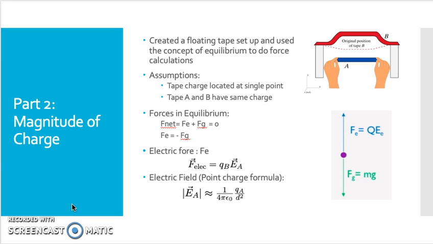This showed that the electric force from the piece of tape below must be equal to gravitational force. Knowing this, we could then apply the electric force formula, which is force equals Q times E, the electric field, and then use the electric field point charge formula to solve for the Q.